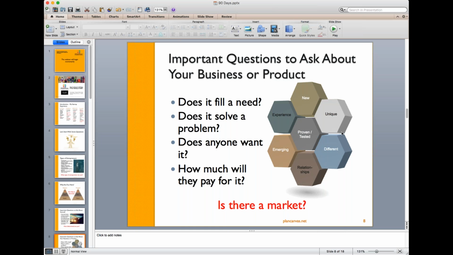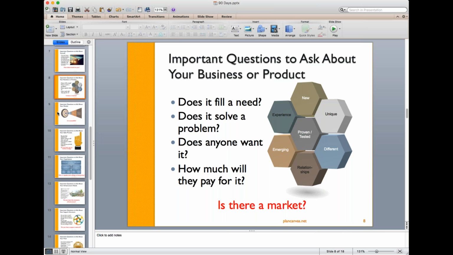Is it new? Is it unique? Is it different? Do you have relationships to make this work? Is it an emerging market? Is it saturated? Do you have experience in it? Is this thing proven and tested? And there's no one right answer for any one of those types of questions, but collectively, you have to bring them all together in order to ultimately get to this point. Is there a market?